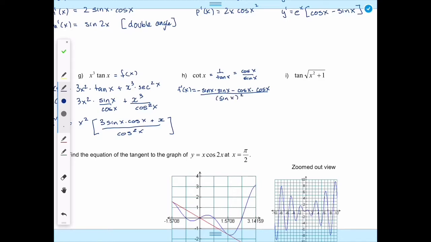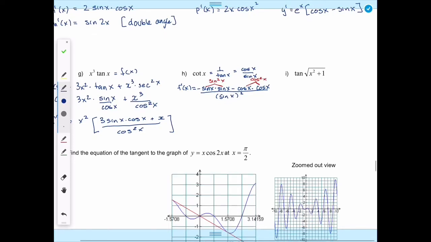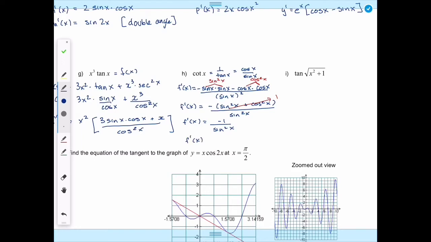If we clean this all up, I'm going to factor out a negative, and we can see that this here is really sine squared of x. This here really is cos squared of x. If I factor out a negative, we have f prime of x is equal to negative sine squared of x plus cos squared of x all over the sine squared of x. And we know that this now is one of the identities, equals to 1. So if we clean this up, we have negative 1 over the sine squared of x, or our final answer, if you want to write it in a different form, will be negative cosecant squared of x.